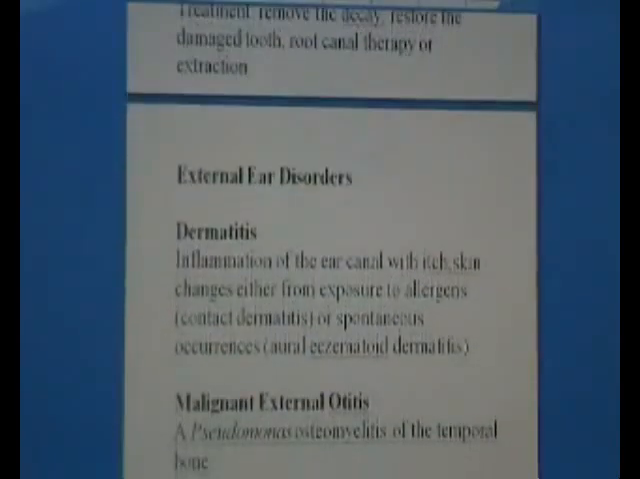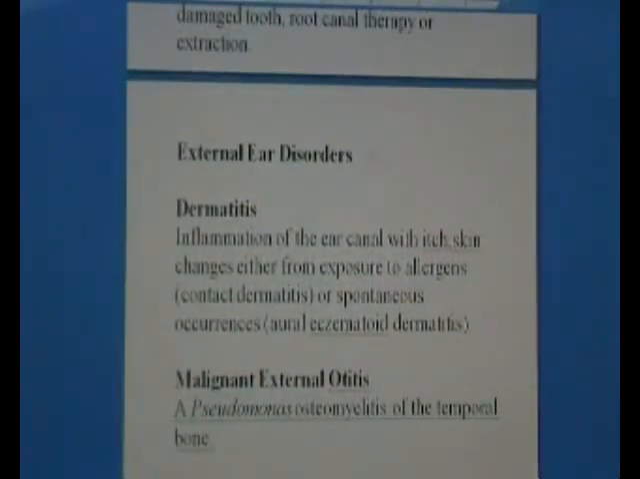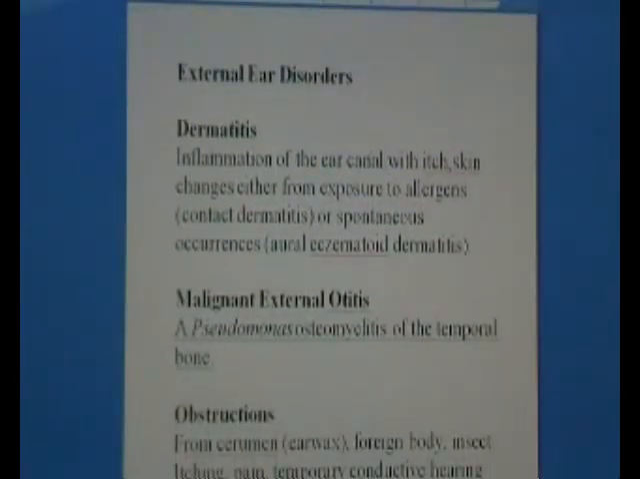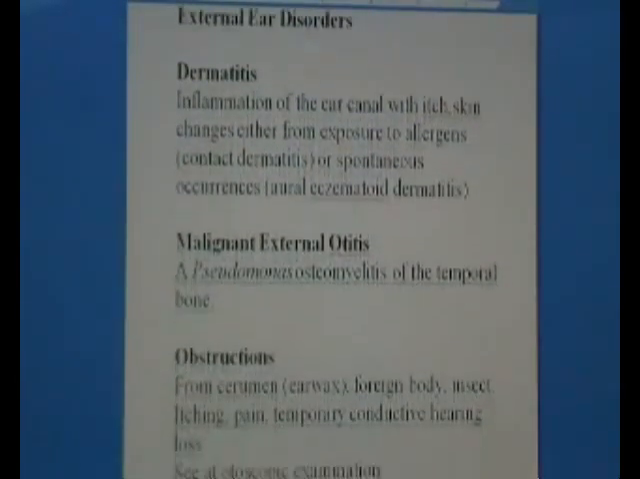The external ear problems. You can have some inflammation or dermatitis around the ear canal, skin change or discharge from the ear, swimmer's ear. You can have malignant external otitis. This is a pseudomonas osteomyelitis of the temporal bone. A bit unusual, but can be present. Severe pain, patient quite unwell, delirious.